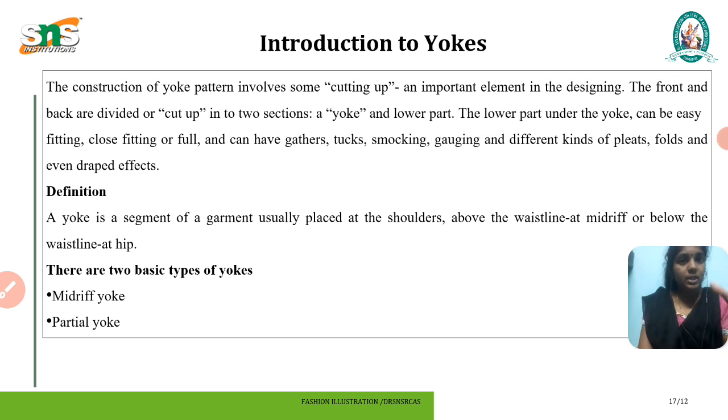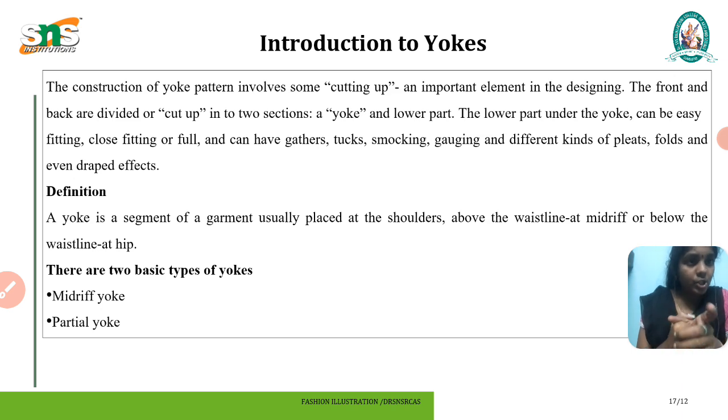The lower part of the yoke, that is, after the yoke, we can have different styles. One can be mainly for fitting, close fitting or fullness, and it can have gathers. We can have gathers or tucks, like small pleats, and smocking patterns. Smocking is full of box patterns, or we can create different patterns.